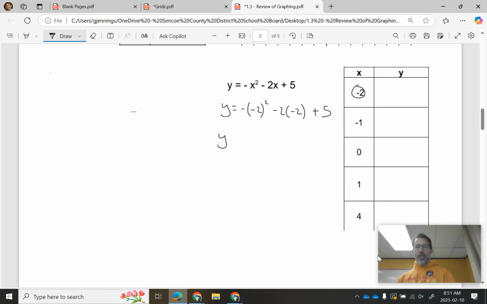So I have y is equal to negative the result of negative 2 squared, and negative 2 all squared is 4. So we have a positive 4 in there. But we're going to make a negative in a second. Negative 2 times negative 2 plus 4. And then 5. Well, that's just 5. What's minus 4 plus 4? 0. 0 plus 5? 5. Lovely. So we're filling in our table.